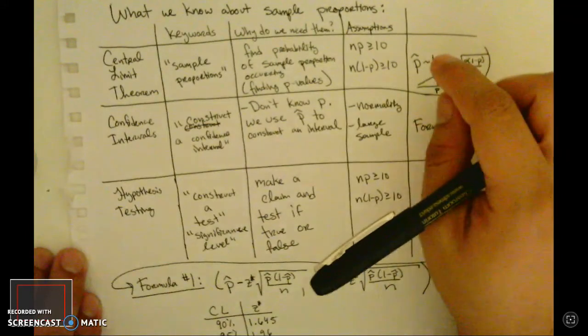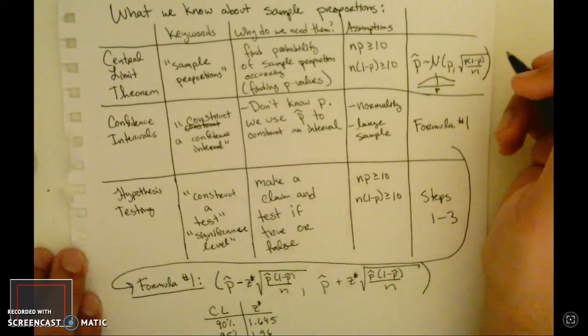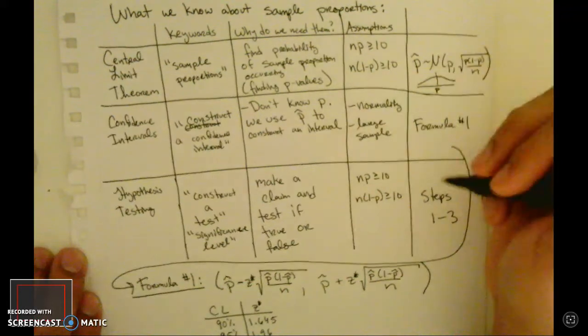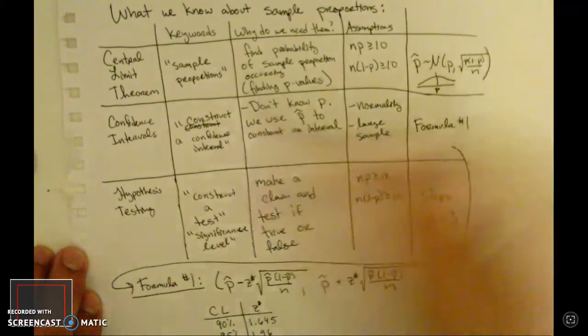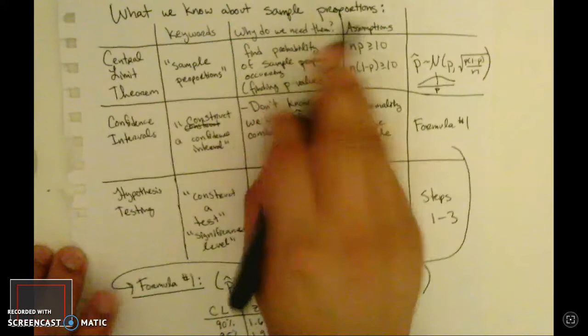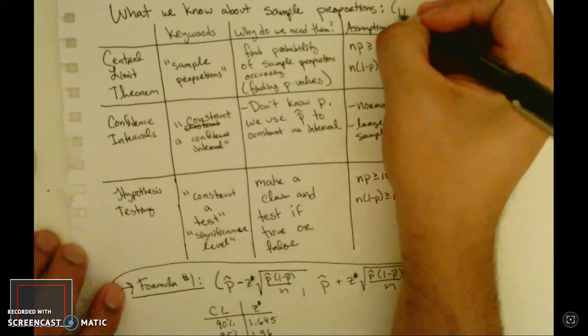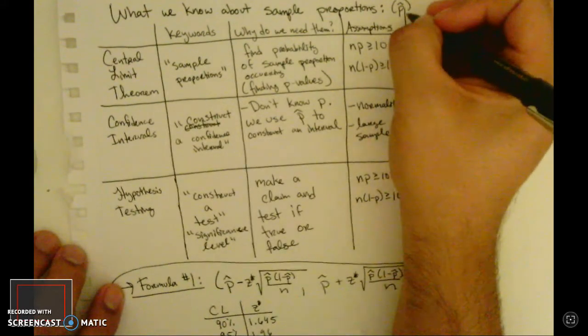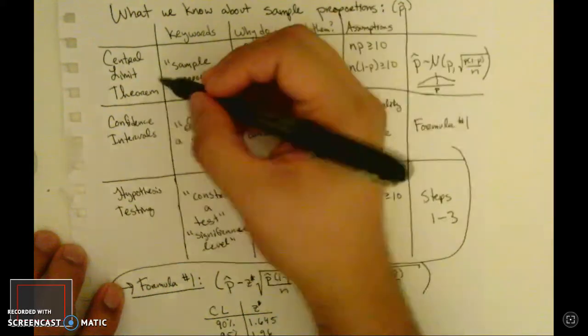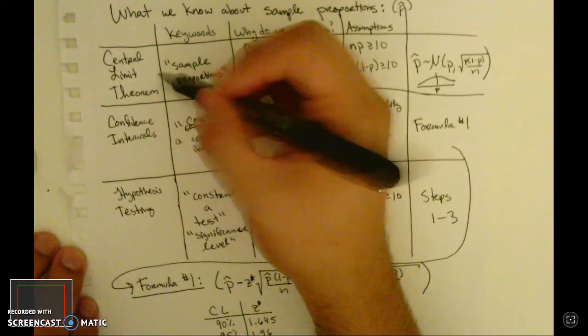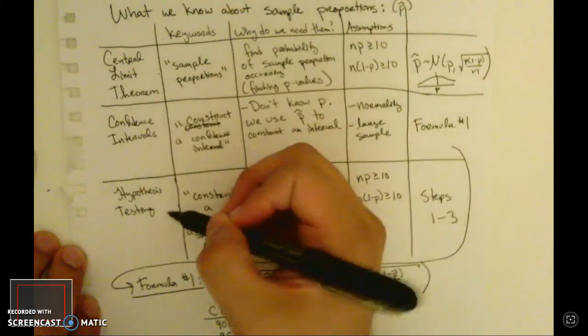Okay guys, so in this video, there's going to be no math. It's just a little recap of what we did. So what we know about sample proportions. Remember, sample proportions was our p hat, right? So what do we know about it? There are three different things that we can do: central limit theorem, confidence intervals, and hypothesis testing, right?